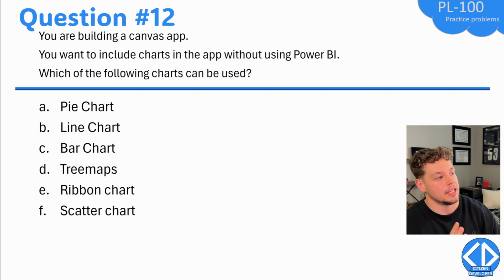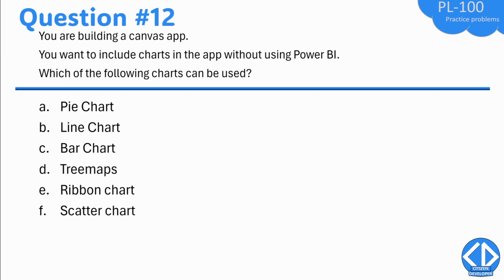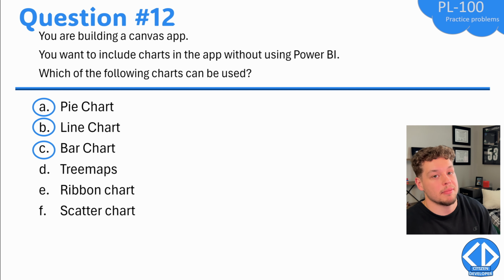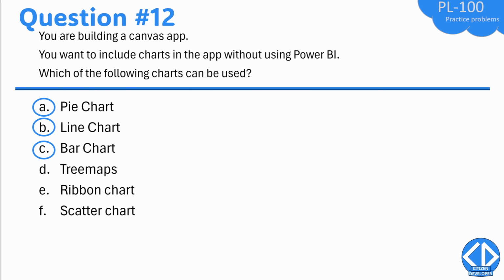When I read these, I think, A, pie chart, that doesn't seem that complicated. Or a line chart, I can picture what that looks like in my head. That doesn't seem that complicated. A bar chart. A tree map seems like that might be a little more involved. A ribbon chart seems like it might be a little more involved. A scatter chart seems like that would be a pretty complicated looking chart. And so I would go ahead and select A, B, and C, and that is correct. These are going to be able to be used in Power Apps. You don't need Power BI in order to add pie charts, line charts, and bar charts to your dashboards. You would need Power BI for tree maps, ribbon charts, and scatter charts.